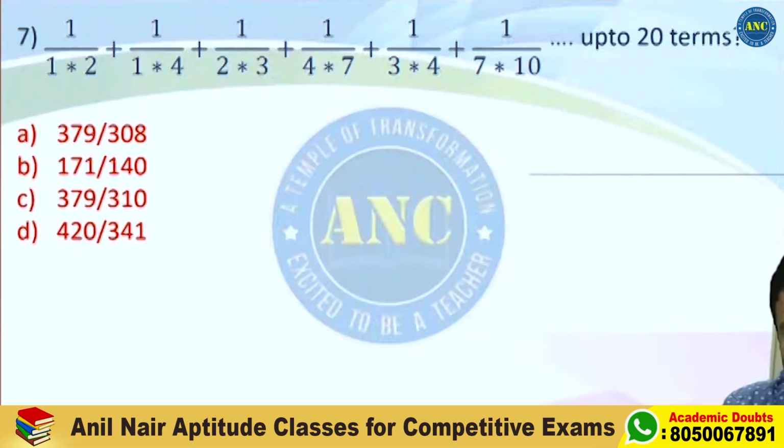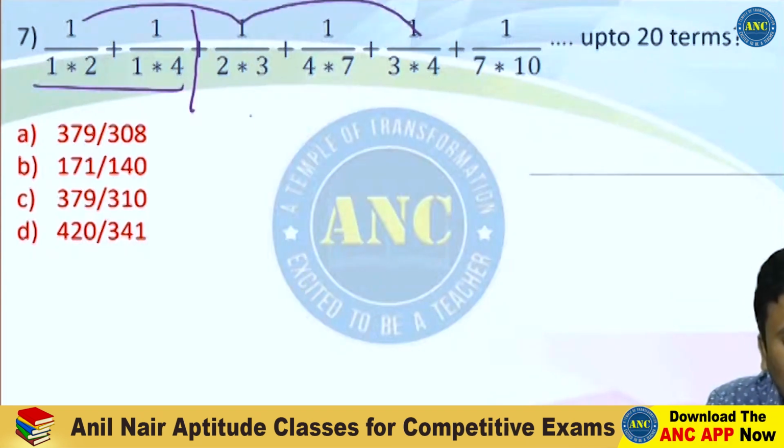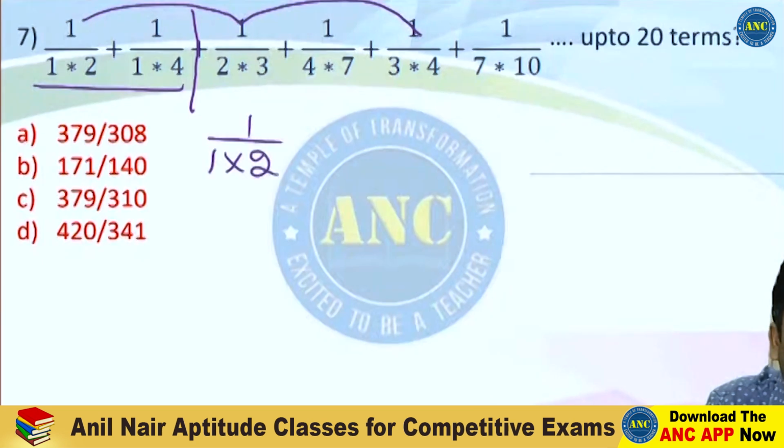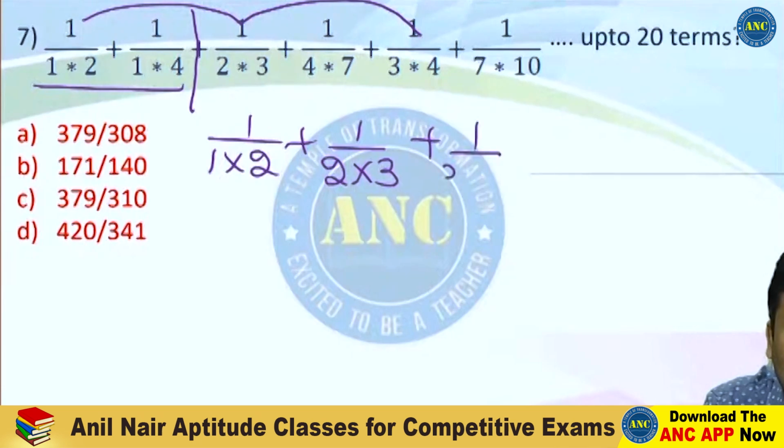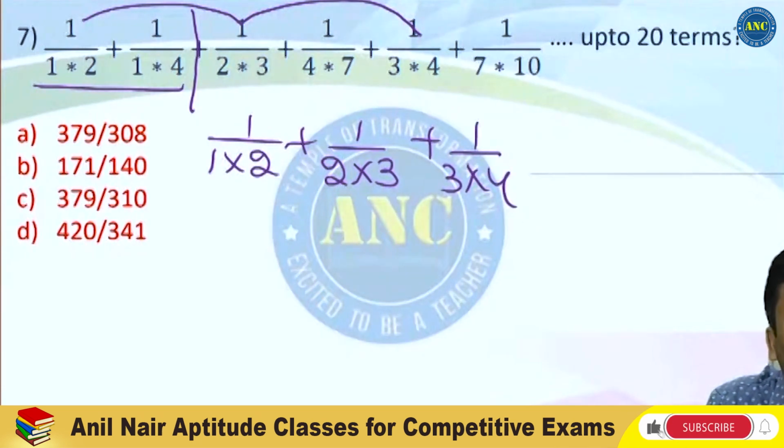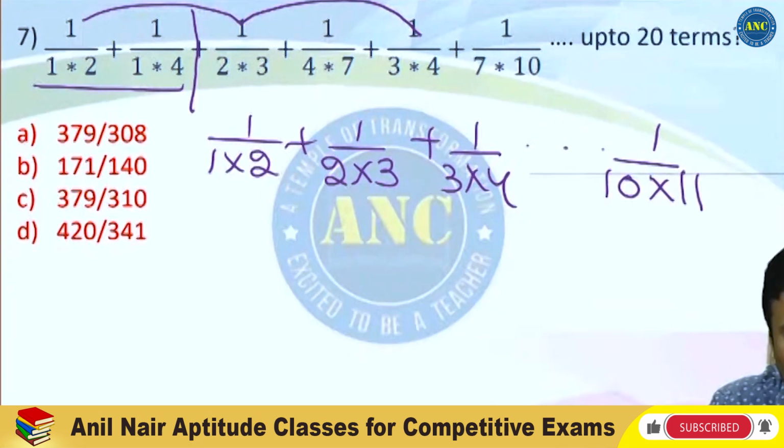This is a combination of 2 series up to 10 terms. So, these are 1 series: first, third, fifth. 1 by 1 into 2, the third element is 2 into 3, then 3 into 4. With 20 terms, there are doublets. So the last one will be 1 by 10 into 11.